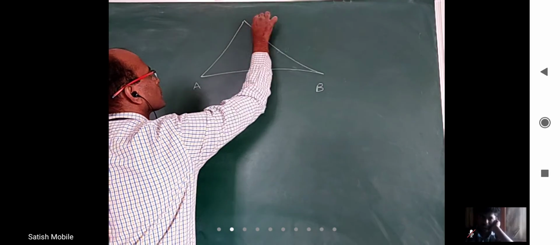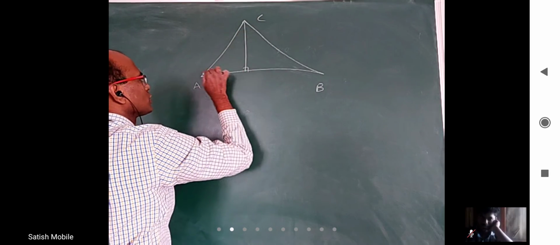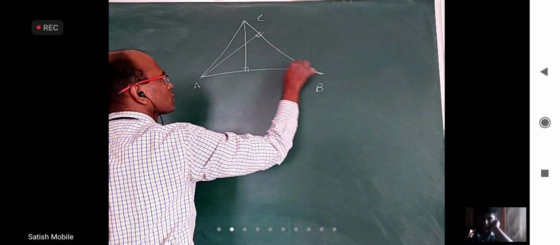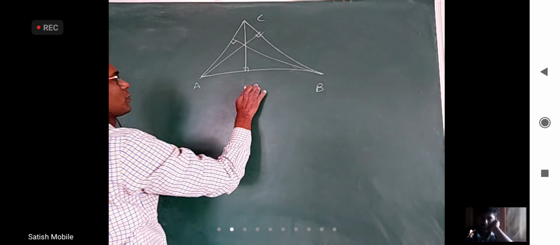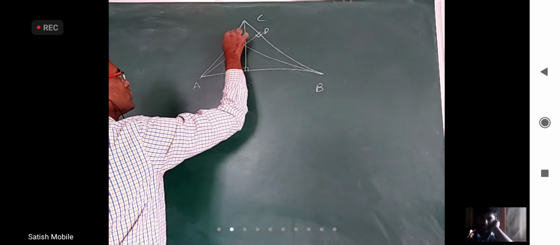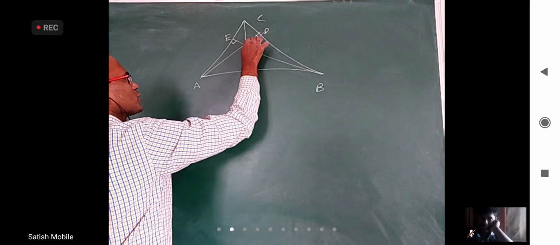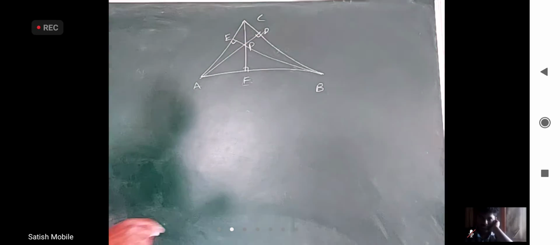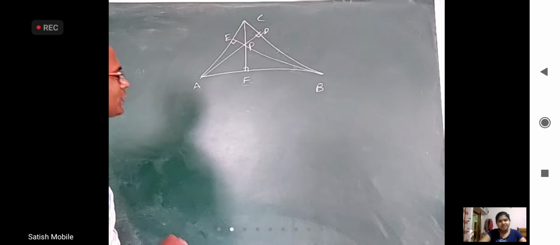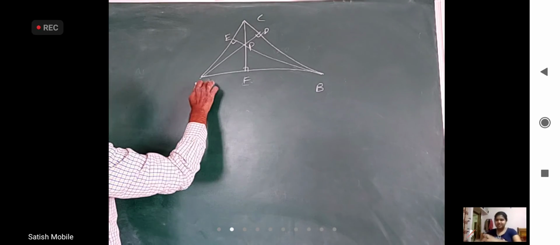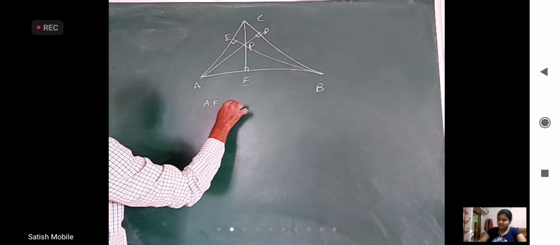If I take the orthocenter, you take a triangle ABC and draw the three altitudes. This is AL, and you can call it AD also, not a problem. AD and BE and CF, and this is P. Okay, now I want to know what is AF is to FB.